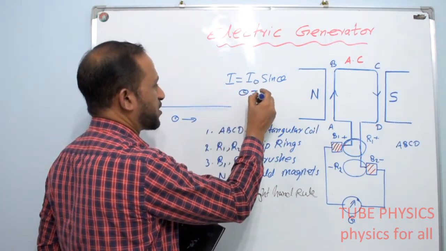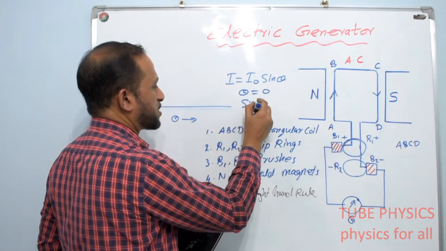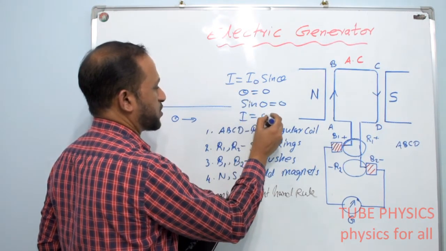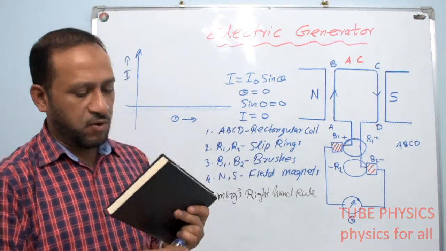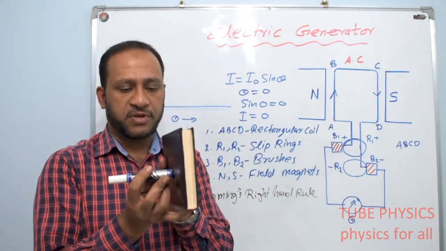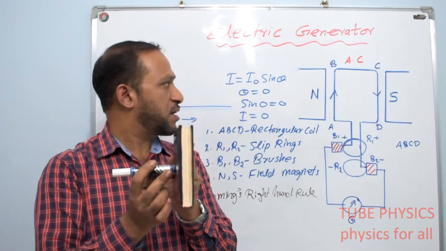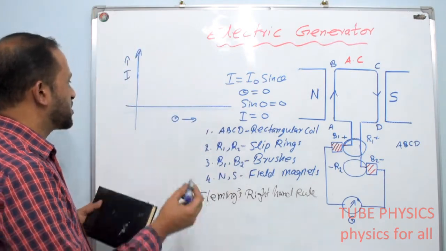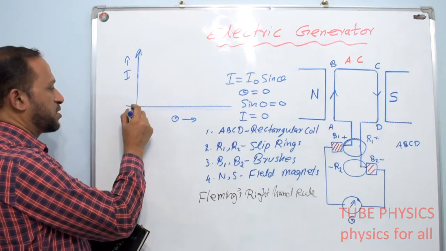We know that if theta equals 0, sine 0 is equal to 0, then the induced current I will be equal to 0. Right now at this position of the armature, the current induced in the rectangular coil will be 0. On this graph, we are at this position, where the current is 0.